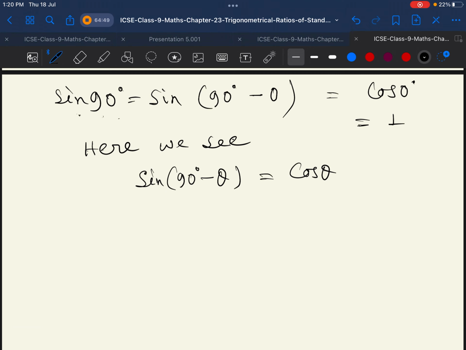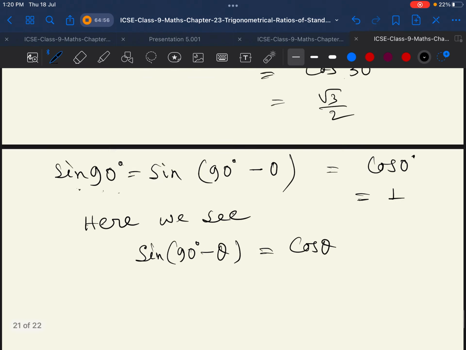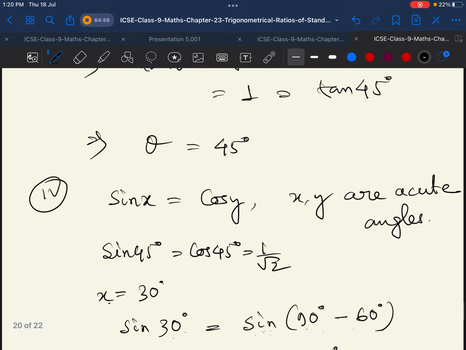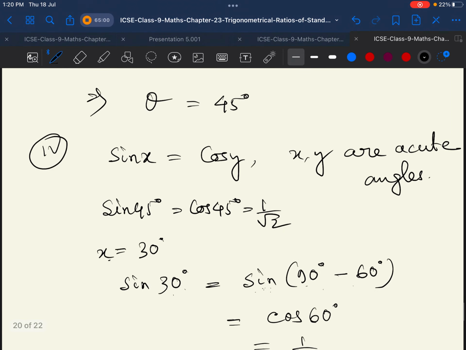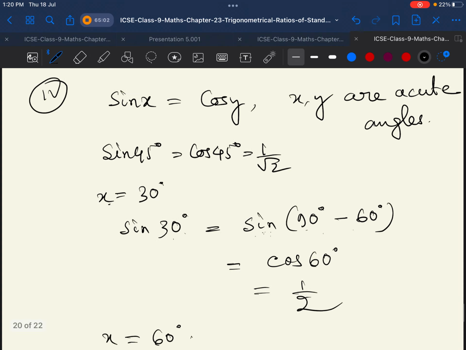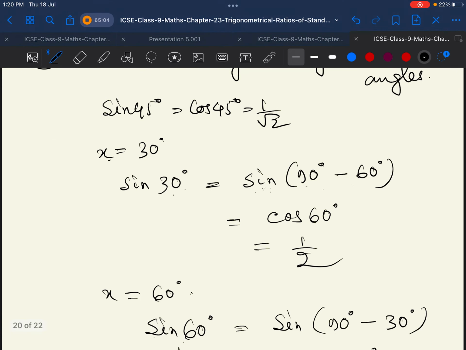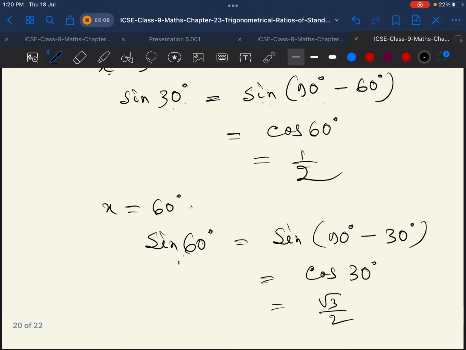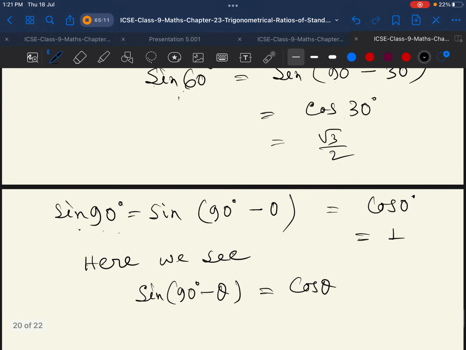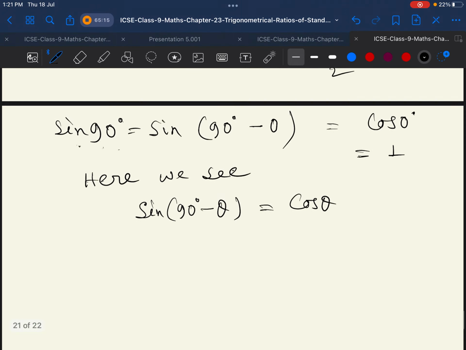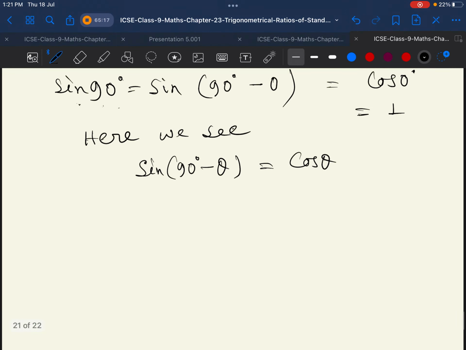So we will prove this question. Sin x equals to cos y. Write the relation between x and y if both the angles x and y are acute angles. Then for 45 degree, this will be 1 by root 2, and for 30 degree sin 30 equals to cos 60, and sin 60 equals to cos 30. For 90 degree, sin 90 equals to cos 0.